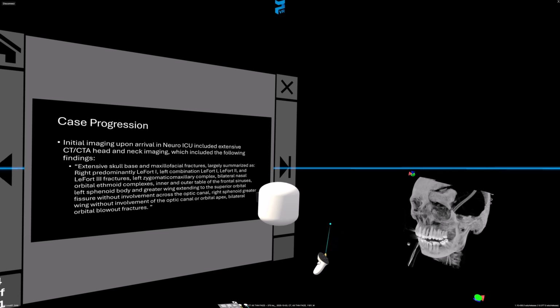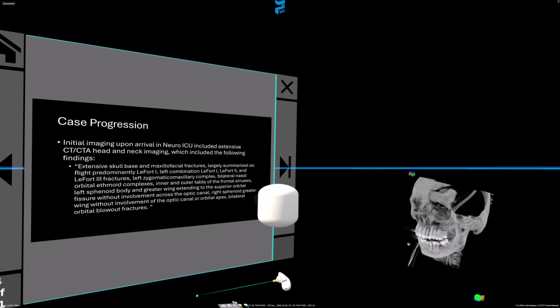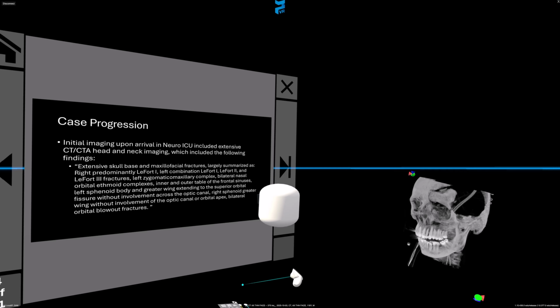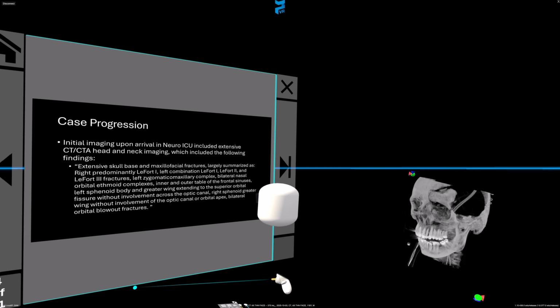left zygomatic maxillary complex, bilateral nasal orbital ethmoid complex fractures, inner and outer table of the frontal sinuses fractures, left sphenoid body and greater wing extending to the superior orbital fissure without involvement across the optic canal, right sphenoid greater wing without involvement of the optic canal or orbital apex, and finally bilateral orbital blowout fractures.